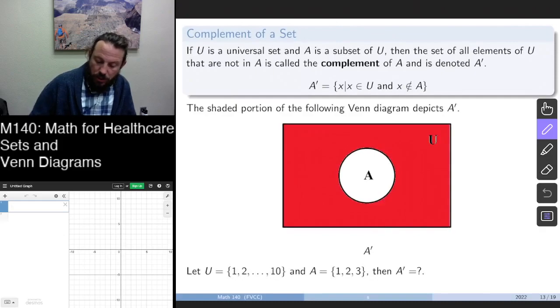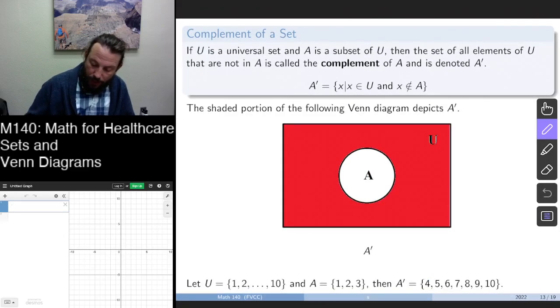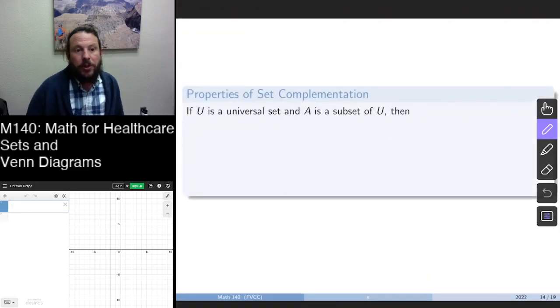So if U is the integers 1 to 10 and A is the set of integers 1 to 3, then A complement has to be everything outside of that: 4, 5, all the way up to 10.